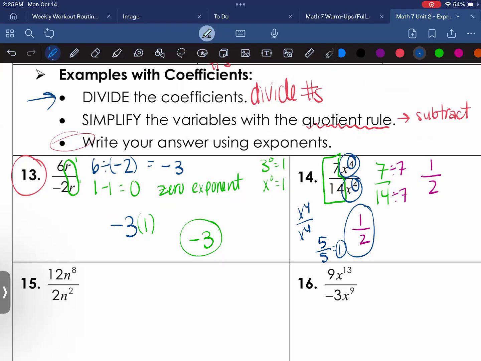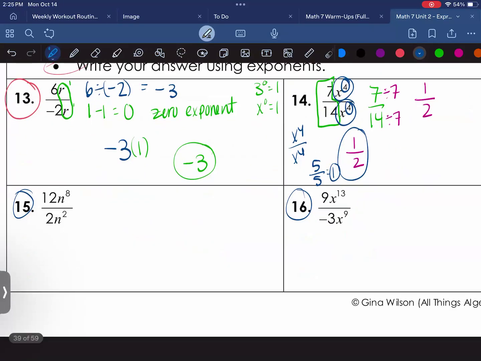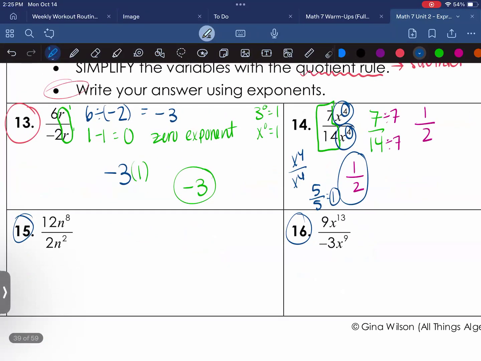All right, go ahead, pause the video here to try 15 and 16 on your own. Pause it. All right, you should have paused the video and done 15 and 16 on your own.